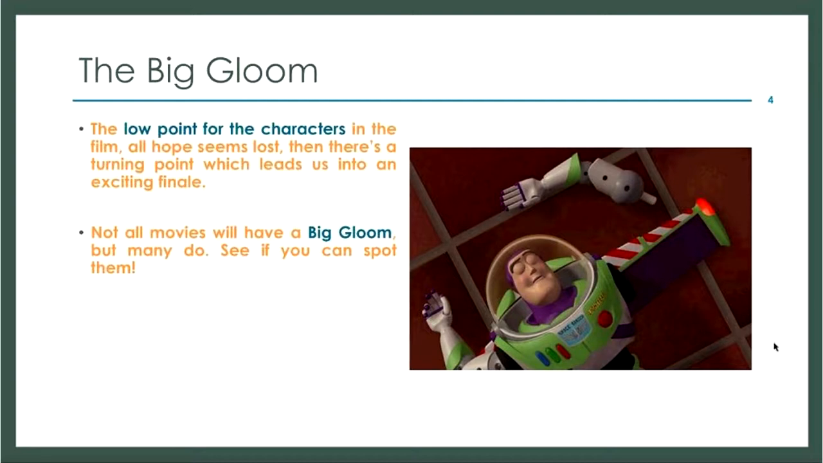So let's take a look at Toy Story as an example. The big gloom would be when Buzz and Woody are trapped in the neighbor's house. They have no way out, and Buzz breaks off his arm trying to fly. Woody gets trapped in a box, and the neighbor is planning to destroy Buzz the next day. So things aren't going well for them at this point. But then Buzz regains his composure, helps Woody get out of the box, and they join forces to escape. That's a classic big gloom.